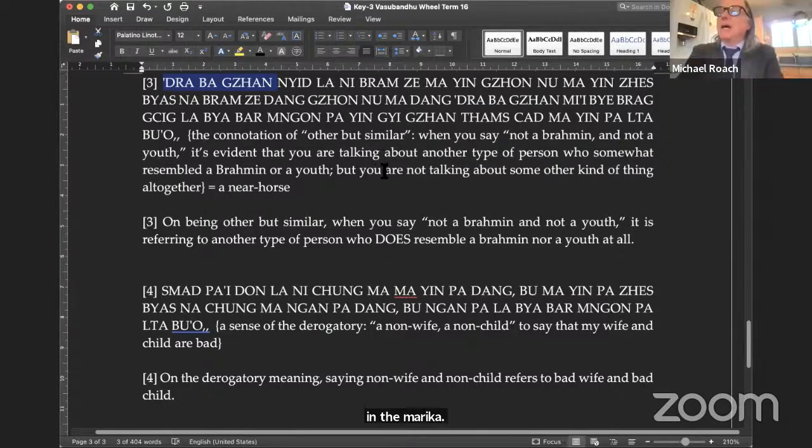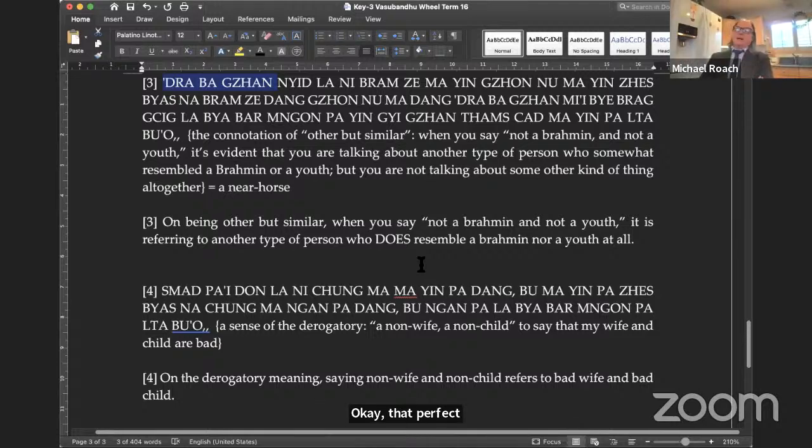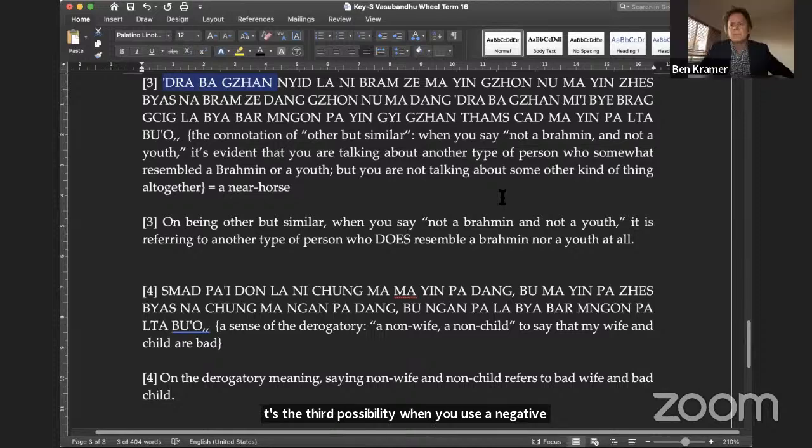So ma rikpa could mean like a feeling rather than a knowledge. Not rikpa, but it's not the opposite. It's not an absence of knowledge. It's something similar that's other. It looks like feeling, but it doesn't mean that here. Marikpa, not feeling. It's the third possibility when you use a negative particle: you are indicating something similar but not the same.